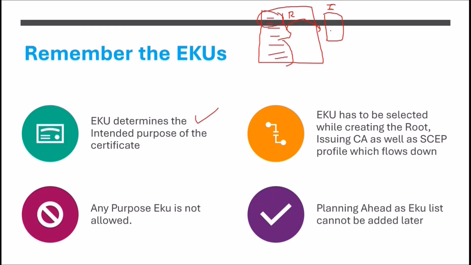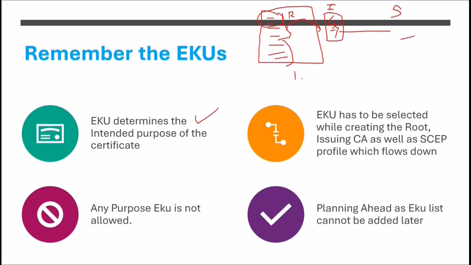So now the issuing CA has an option of issuing only certificates with these 2 EKUs, which means that when you select a SCEP profile, in the SCEP profile also you have to select the EKU. Now you have an option of selecting between these 2 EKUs only. So either you can select this one or you can select this one. What I mean by that is, in the Cloud PKI infrastructure, EKUs have to be defined in 3 places.